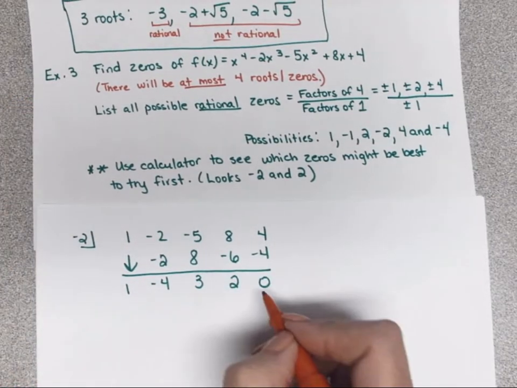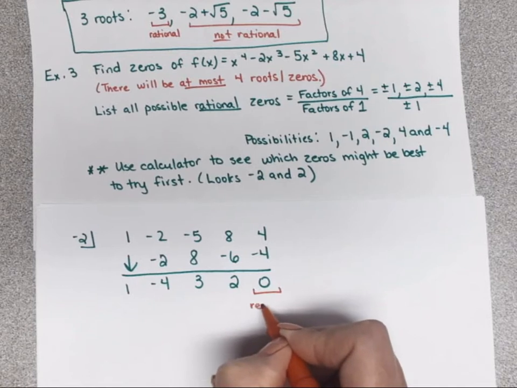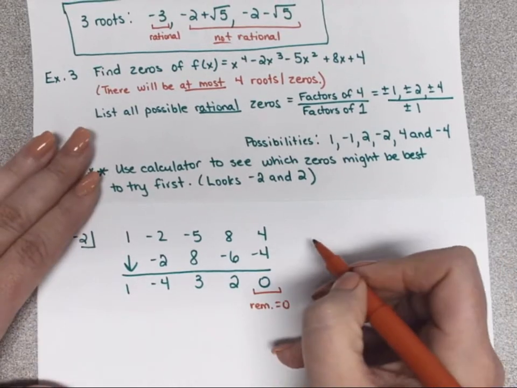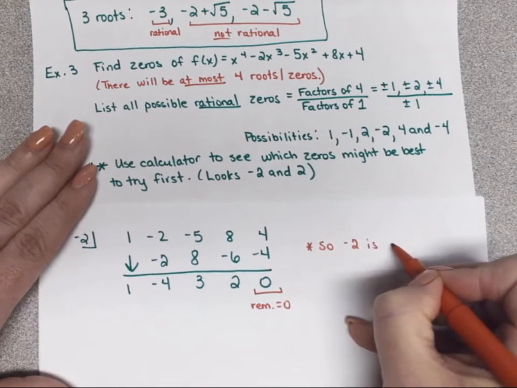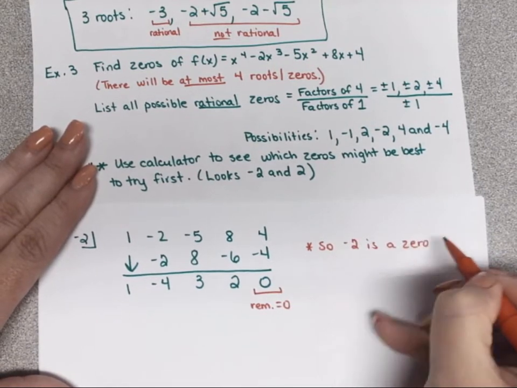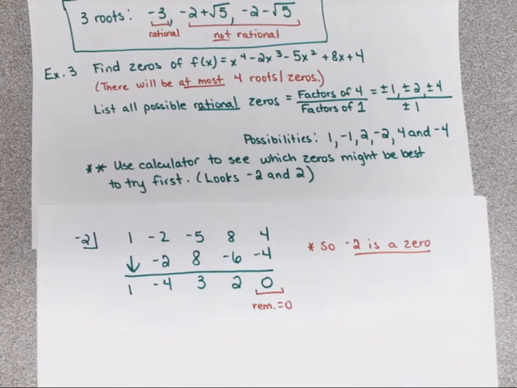So we have some success here, right? Notice that the remainder is 0. Okay, so what does that tell us? So -2 is a 0. Well, when we write it out, it'll be x plus 2, if that's what you're asking. Yeah. Okay. All right, so now we're going to try the next one that we were pretty sure would work.